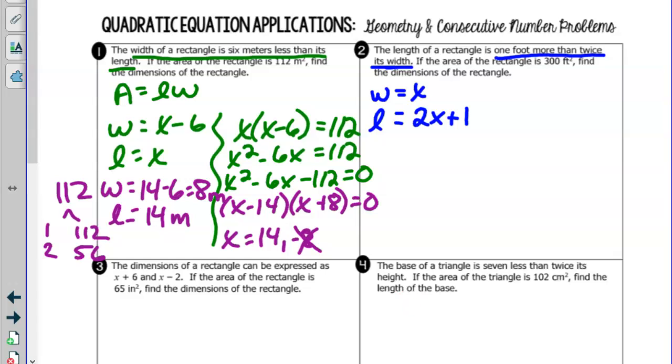Right, it's just the same as the last one. Yes, same as a rectangle. So what do I write? x(2x + 1) equals 300. Very good.